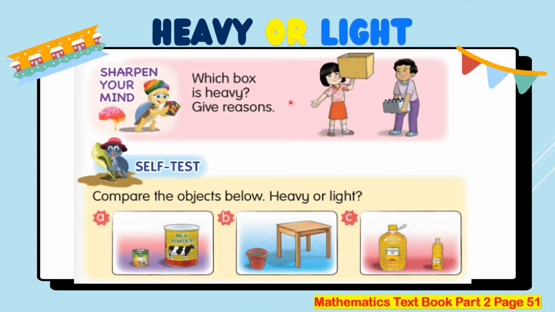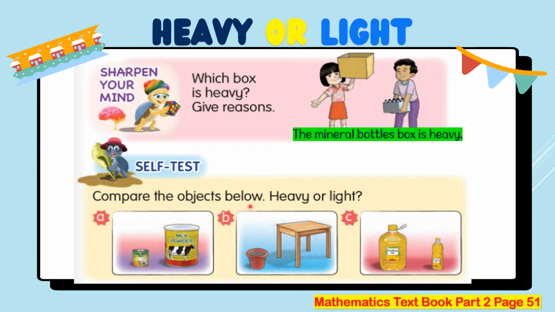Pupils, which box is heavy? Give reasons. Look at the girl. The girl can lift the empty box easily, and the boy lifts the box containing the mineral bottles with quite some difficulty. So we can say that the mineral bottles' box is heavy.